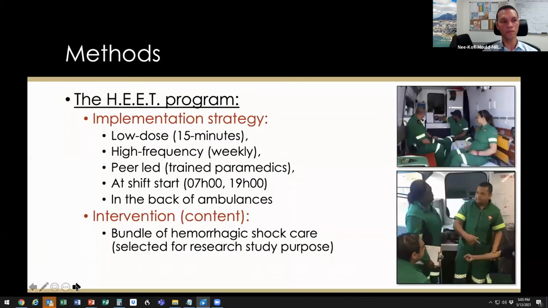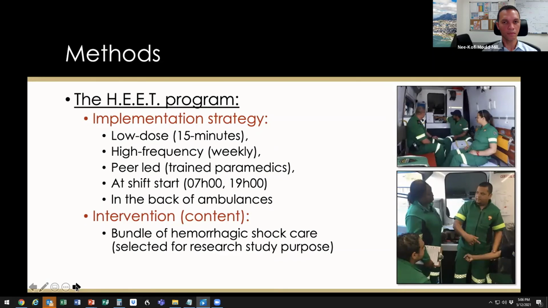So a little bit about how we did it. HEAT is in essence a low dose, high frequency program. By low dose, what we mean is it had to fit within the working day of a service like ours, and it had to have very minimal impact on that day. So ultimately, it meant teaching the objectives within 15 to 20 minutes just before shift. Tightly compressed timeframes. You had to have more frequent training sessions, and so weekly to bi-weekly sessions were often had.